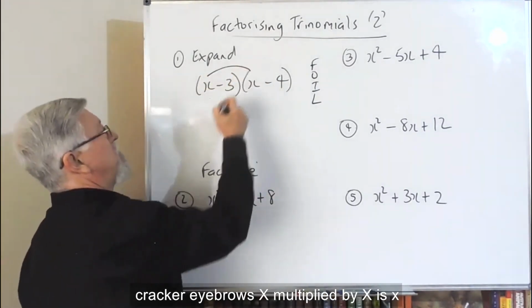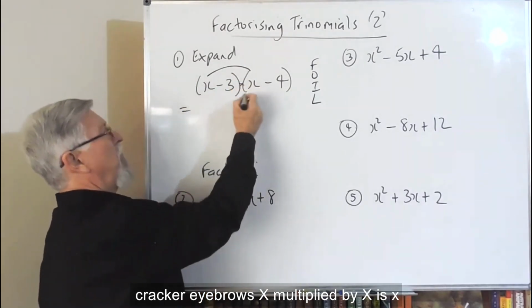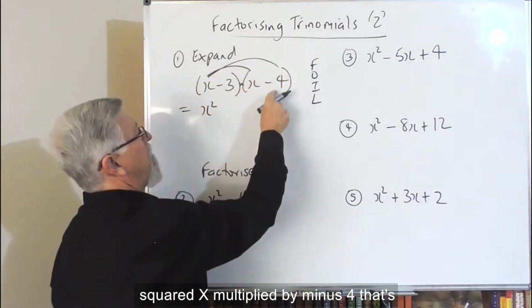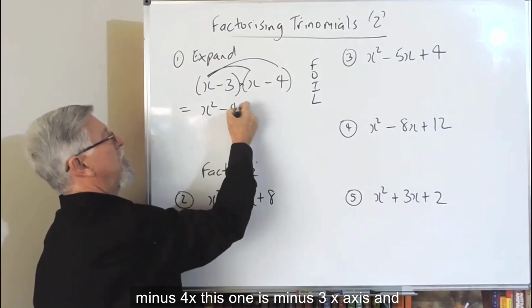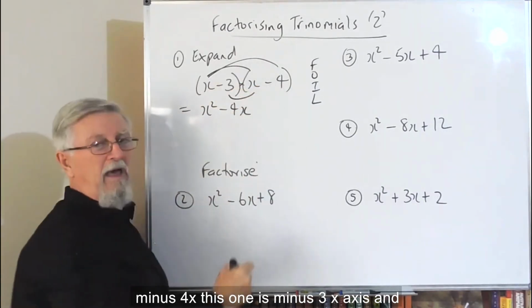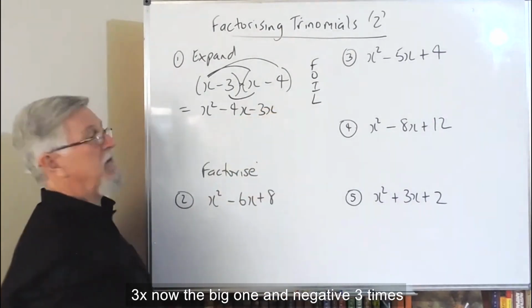I prefer to go that times that, and these are called eyebrows. X multiplied by x is x squared. X multiplied by minus 4, so that's minus 4x. This one is minus 3 multiplied by x. That's an upside down eyebrow. So that's minus 3x. Now the big one.